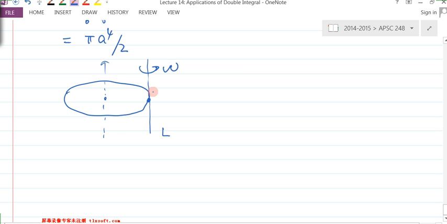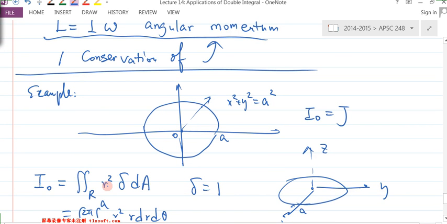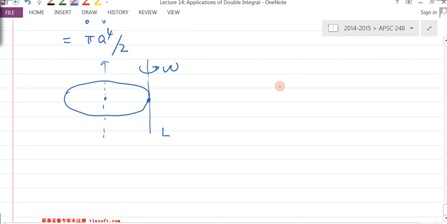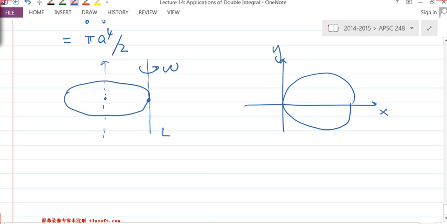If this is the axis going through here, and this formula is derived as a distance to an axis passing through the origin. So maybe what I can do here is restructure our coordinate system. So this is the x-axis, this is the y-axis. And the axis of rotation is passing through the origin here. That makes sense, right?